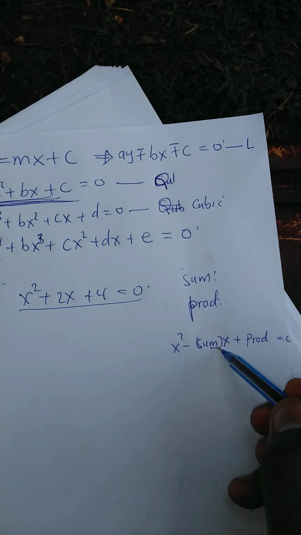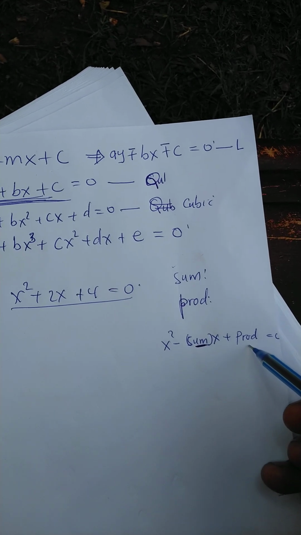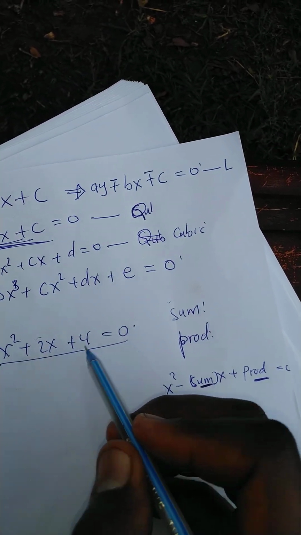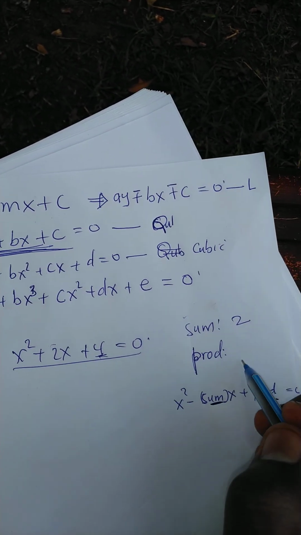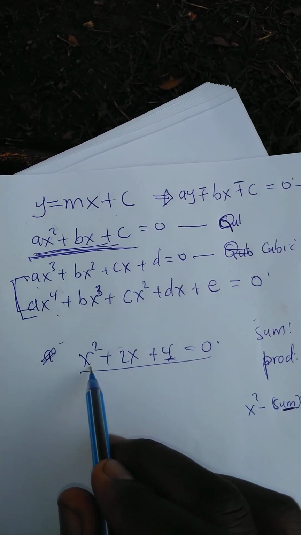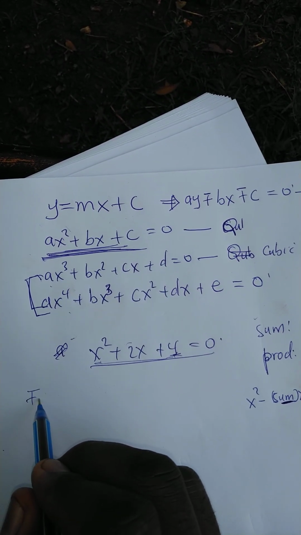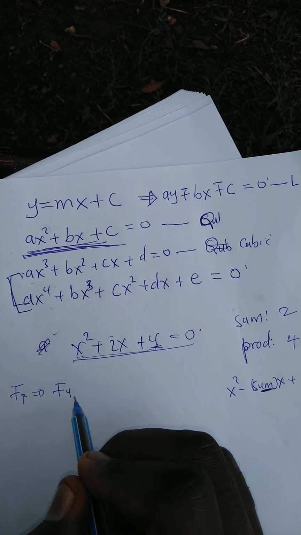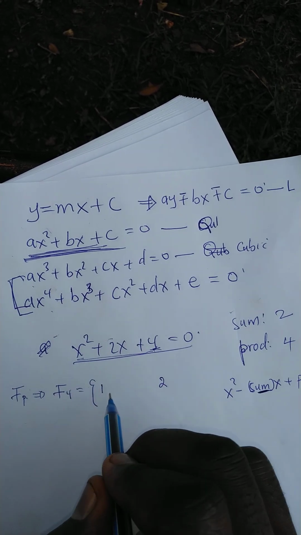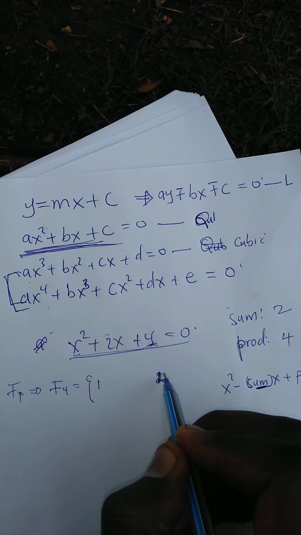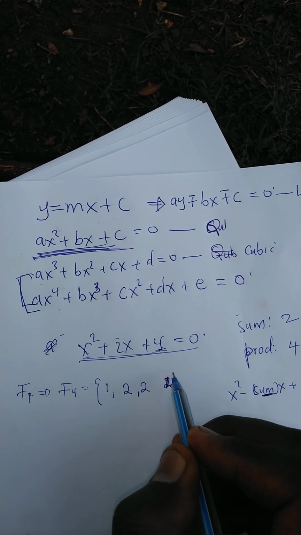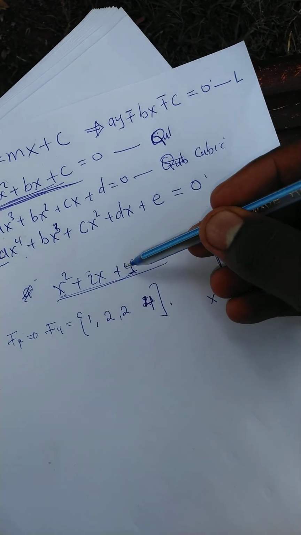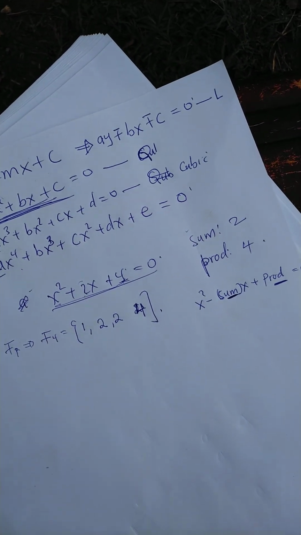Now it means the sum is the number which is at x and the product is the number which is independent of x. So the sum is 2, then the product at this point is 4. Now if you want to get the factors in this equation, we go to factors of the product. The factors of 4 will be 1 and 4, if you multiply 1 and 4 you get 4, then you can also use 2 and 2. At this case we look for numbers which we can multiply to get a 4, but on addition we get a 2.